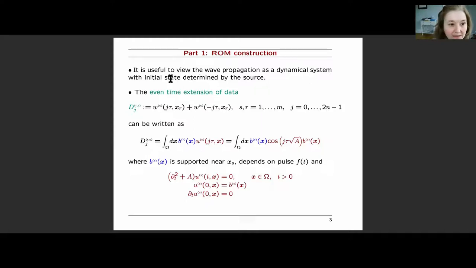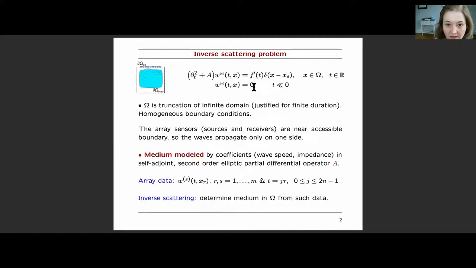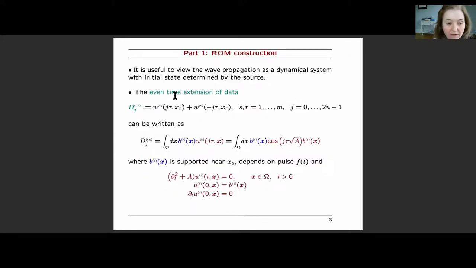So it's a dynamical system with initial state that is determined by the source. So what that means is that even though I have an equation in the beginning that has a source here and zero initial conditions, now I want to transform this problem into one with an initial condition and no force. And one way to do this that is convenient for us is to work with the even time extension of the wave and therefore of the data.